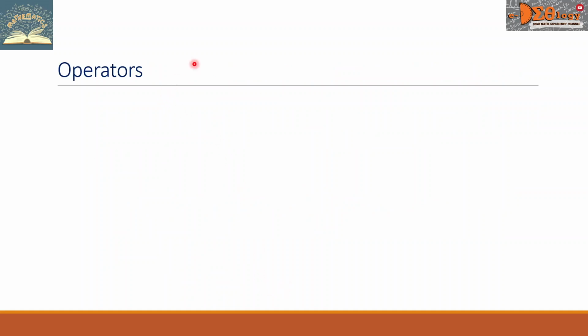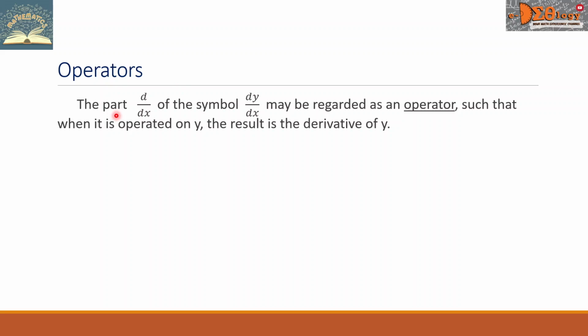Let us study operators. The part d over dx of the symbol dy over dx may be regarded as an operator, such that when it is operated on y, the result is the derivative of y. In symbolic form, we write d over dx equals capital D. For d square over dx square equals D square. For the d raised to n all over dx raised to n is equal to the capital D raised to n.